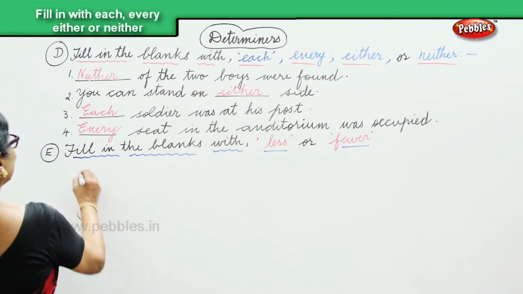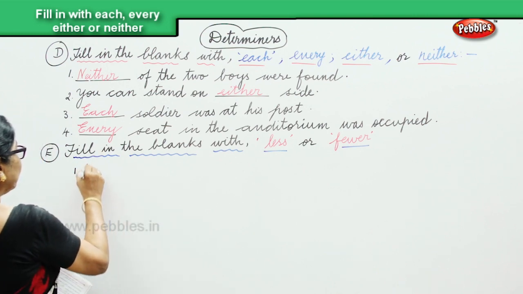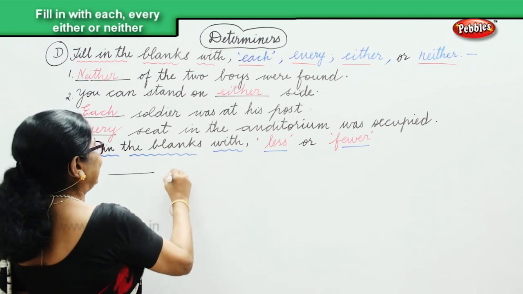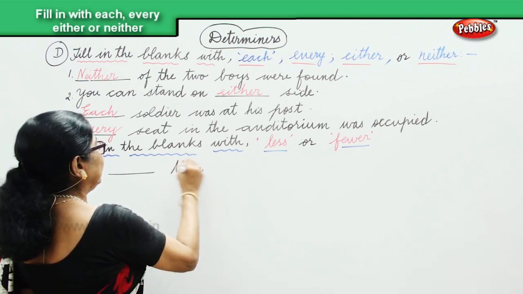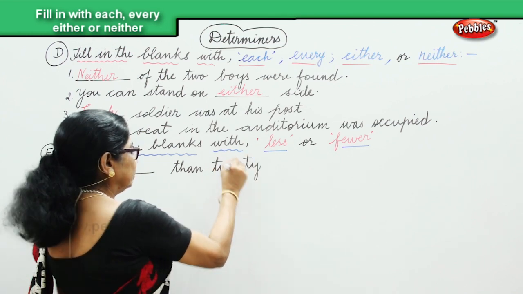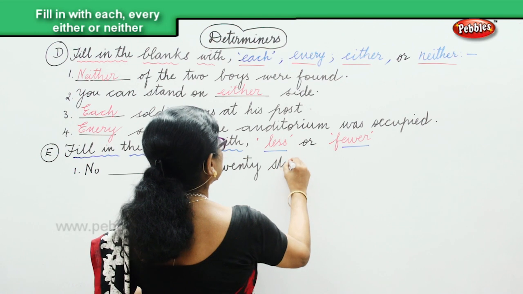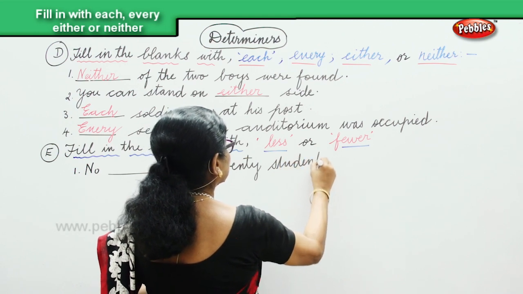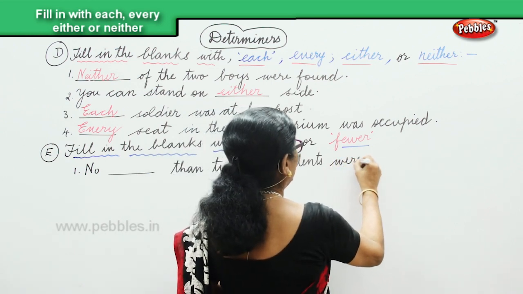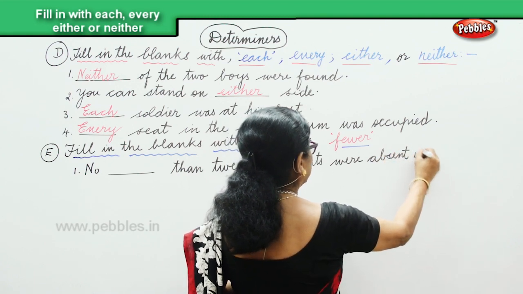The first sentence I have here is, no dash than 20 students were absent in class.